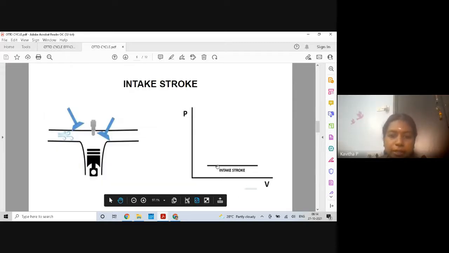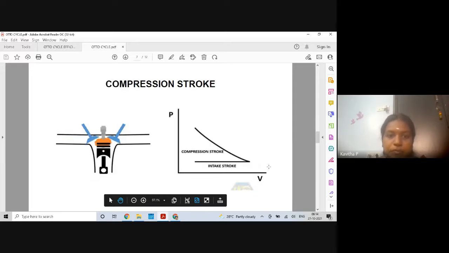In the case of the intake stroke, which is the initial stroke, the intake valve opens up and atmospheric air is allowed to enter into the cylinder. When the atmospheric air is entering into the cylinder, the volume inside the cylinder will slowly increase, and it is happening at a constant pressure condition. In the second stroke, which is called the compression stroke, when the piston is moving from the bottom dead center towards the top dead center, it increases the pressure. The pressure increase is represented by this second line, the compression stroke line. When the pressure is increasing, the volume will gradually reduce.